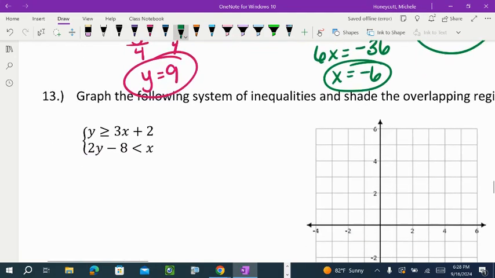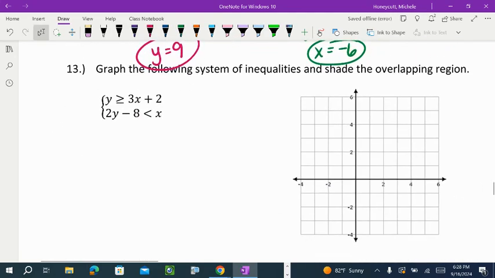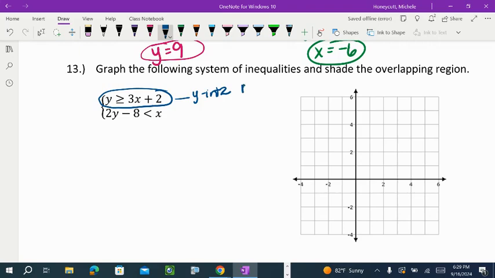For number 13, we're going to graph the system of inequalities and shade the overlapping region. So I'm going to graph the first one. It is already in that form y equals mx plus b. So I notice the y-intercept is 2, and my slope is 3. Okay, so if I put a point at (0, 2), the y-intercept, and I count the slope, 1, 2, 3 over 1, 1, 2, 3, back 1.